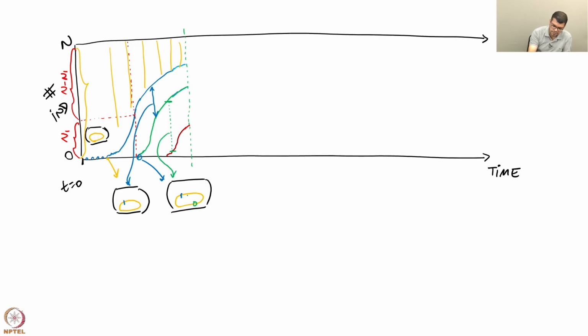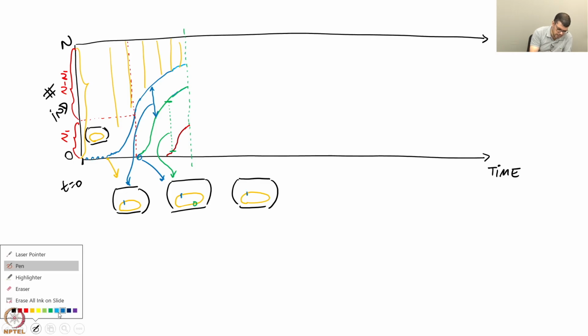And finally, one of these individuals which was carrying both these mutations picked up another mutation which we will depict by red here. So, the first one was blue, the second one was green, and the third one is a red mutation.